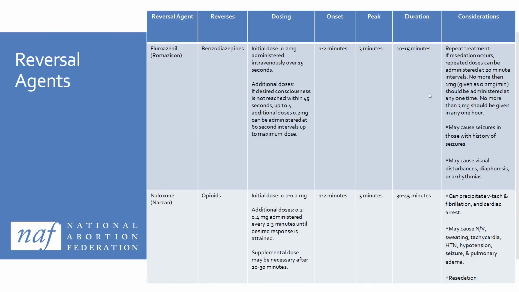Naloxone is an opioid antagonist that competitively binds to the opioid receptors. If the patient is apneic, it is recommended that the initial dose of 0.1 to 0.2 milligrams be administered, with additional doses of 0.2 to 0.4 milligrams every 2 to 3 minutes until the desired response is achieved, with careful monitoring.